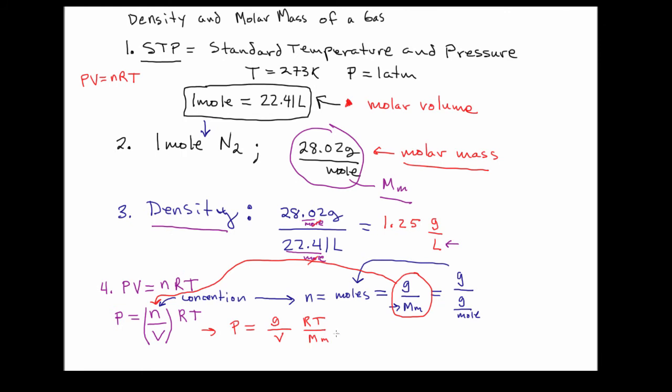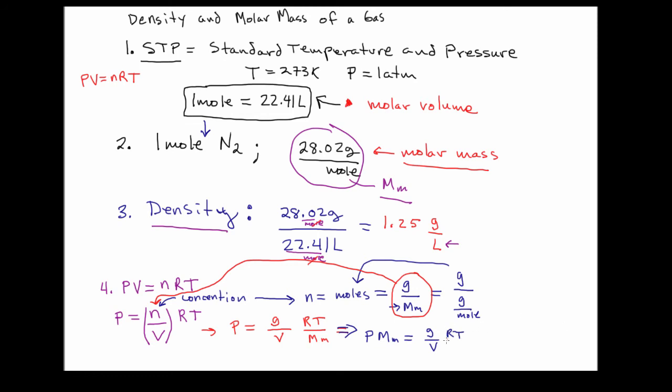Now, we can further manipulate this, and what I'm going to do is multiply molar mass times both sides of this equation. And the new equation is going to look like this. So I'll make this an arrow instead of an equal bar. So we're going to have pressure times the molar mass of the gas, and this is going to be equal to grams over the volume times RT.